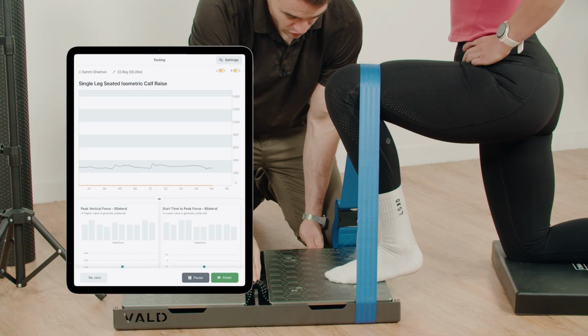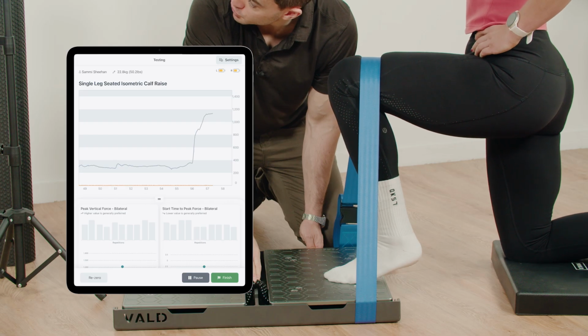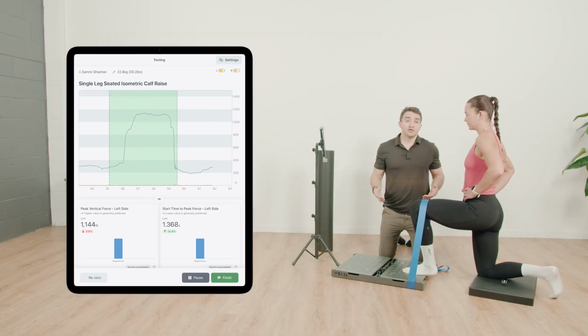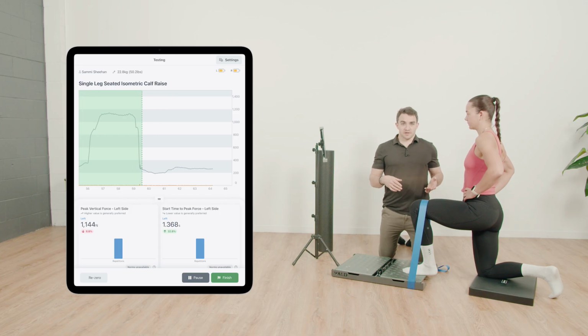3, 2, 1, go. Push, push, push, and relax. Good. Excellent. We've got the rep there. Might do 2 or 3 reps on that side, and then we'll do the same thing on the other. For the purposes of this prac, we'll just do one side.